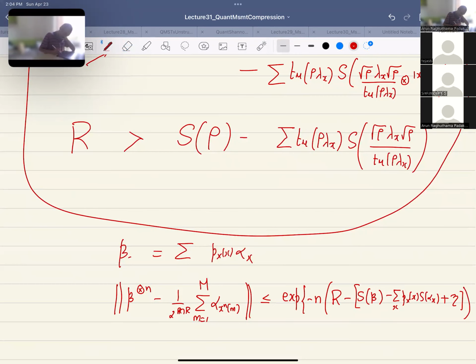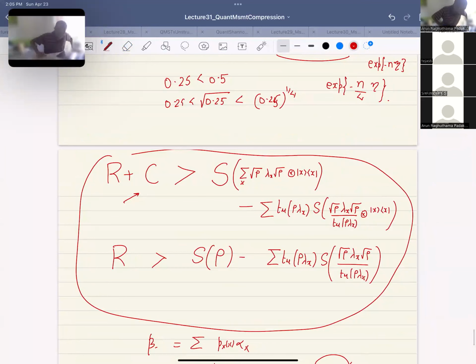So if R is greater than this, then this term falls down. That's exactly what I've written down. I'll have to connect the power once again. Questions? Thoughts?